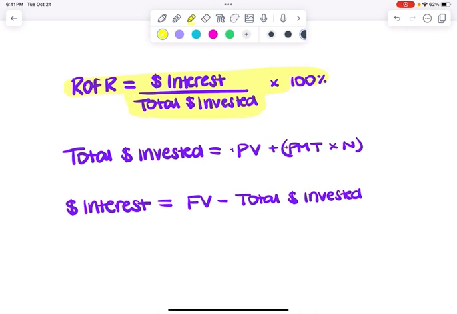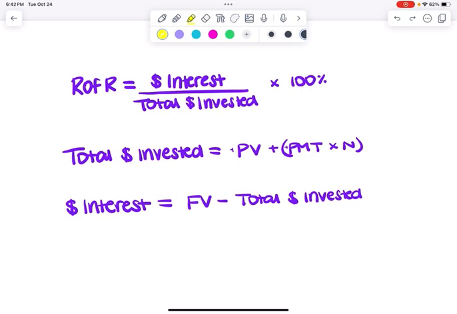Rate of return is equal to the dollar amount of interest that I earned on that investment. It's the difference between what I end up with and what I actually put into it. All of that extra money, all of that difference, is my numerator. That's the dollar amount of interest I have earned. The denominator is how much of my own money I actually put into that investment. Then I do that division and multiply by 100%.